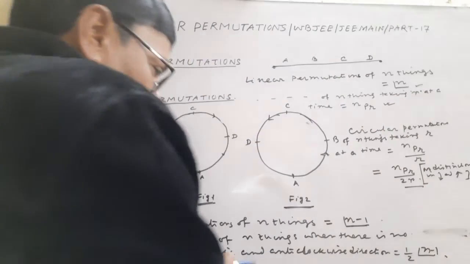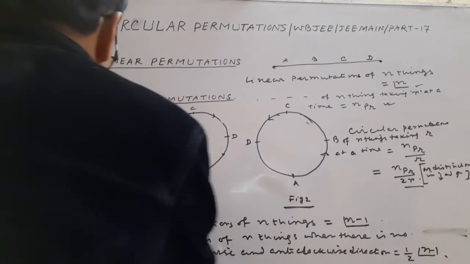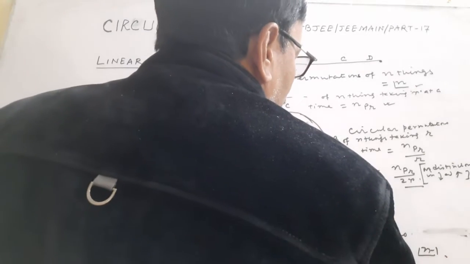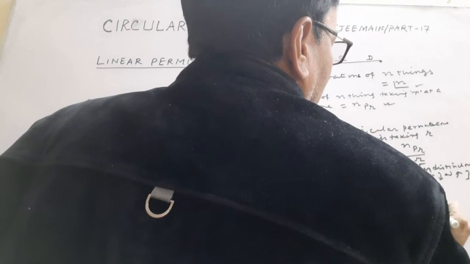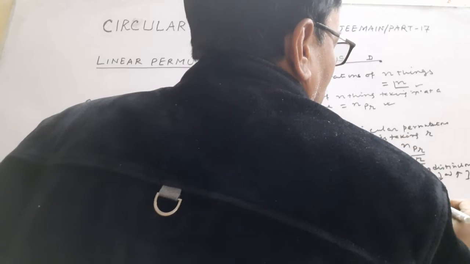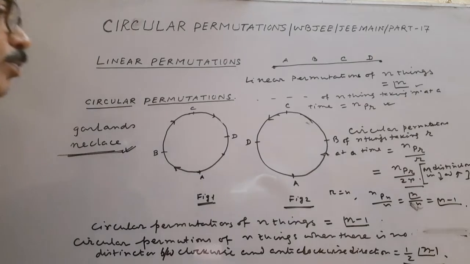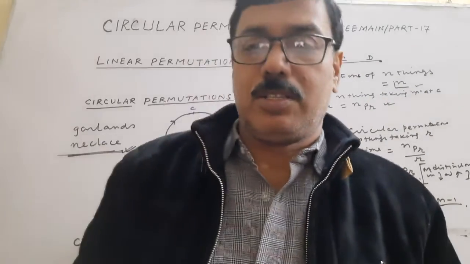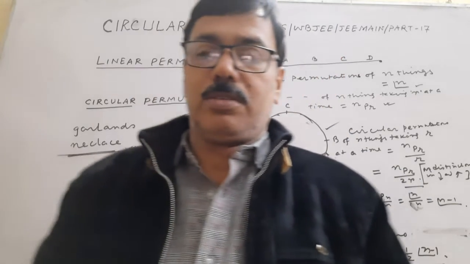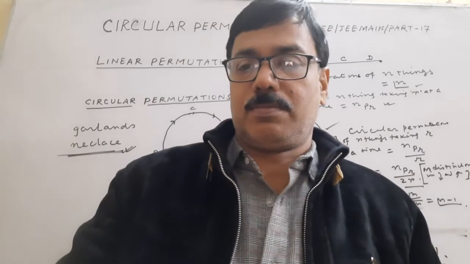Now, let us verify the result. If r equals n, this is nPn by n. So factorial n by n equals factorial n minus 1. So this is the general result. So this is the theory. Now, we solve some problems of circular permutation.